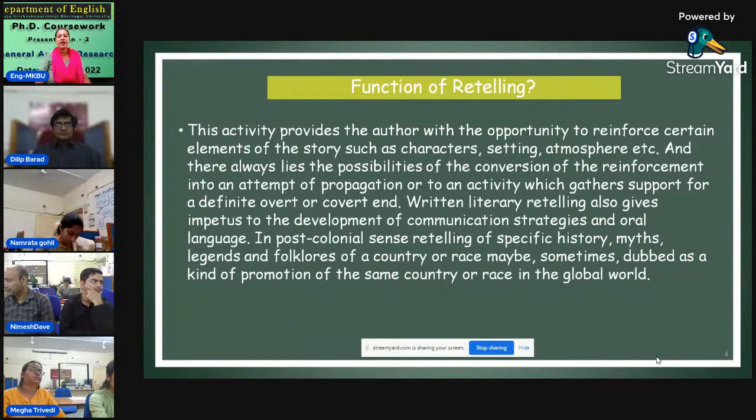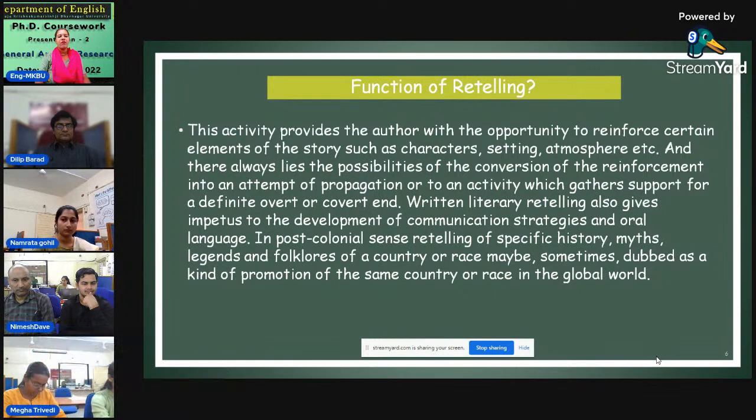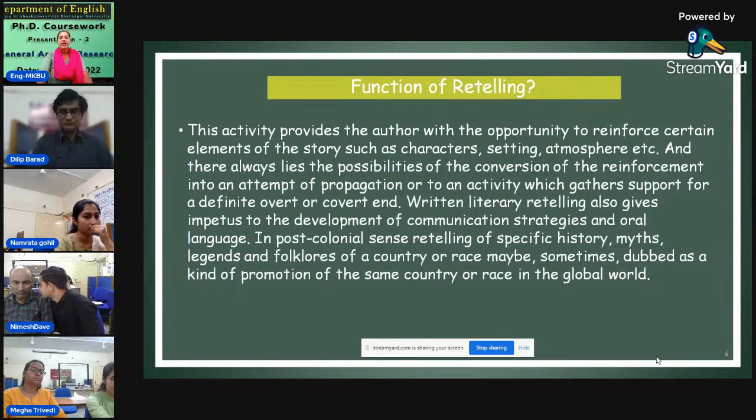And there always lies the possibility of the conversion of the reinforcement into an attempt of propagation, or to an activity which gathers support for a definite overt and covert end. Written literary retelling also gives impetus to the development of communication strategies and oral language. In a post-colonial sense, retelling of specific history, myths, legends and folklores of a country or race may sometimes be dubbed as a kind of promotion of the same country or race in the global world.